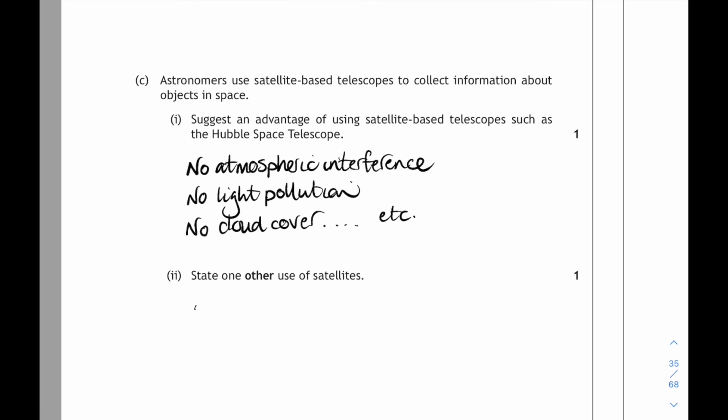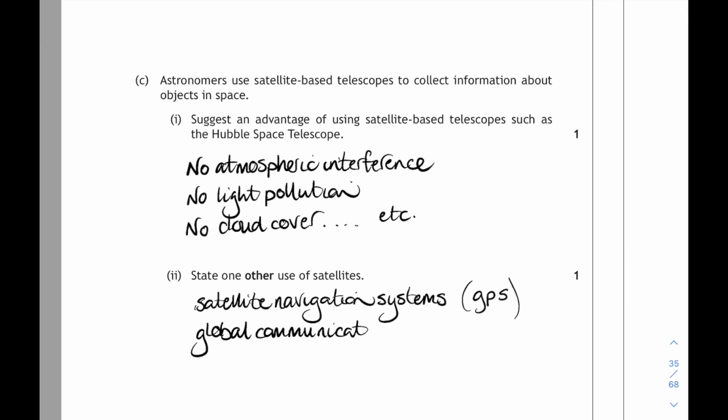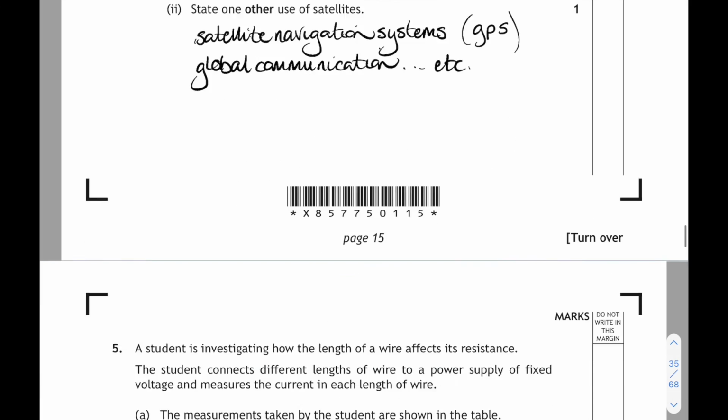And another use of satellites, well, there's loads you could put there. You could put satellite navigation systems, a GPS that's on your phone or in a car. There's global communication for live sporting events. Any suitable answer there would get you the mark.